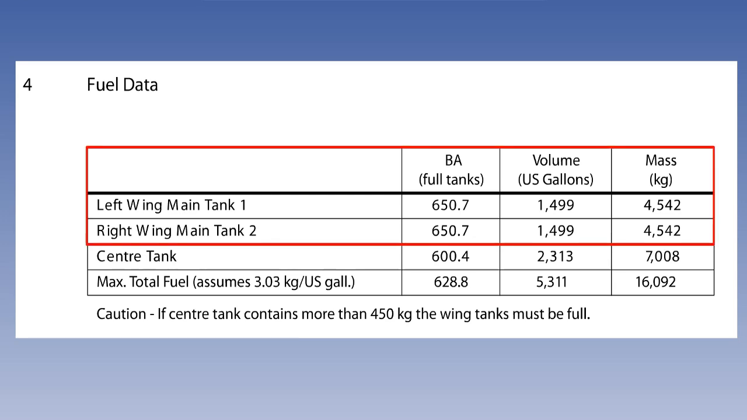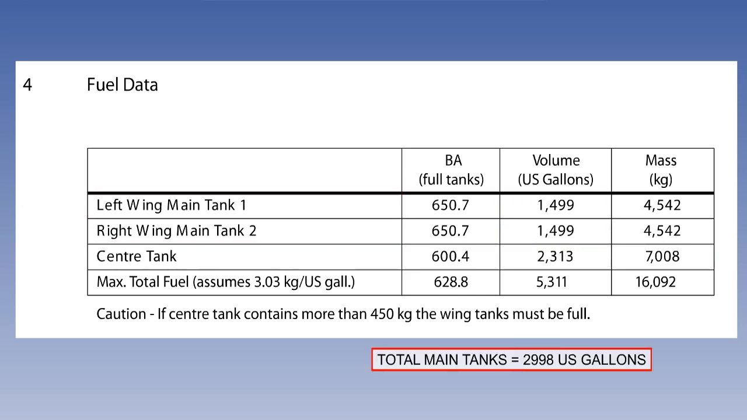In this example, we are required to determine the maximum total volume of fuel in litres that can be loaded into the main wing tanks. The first thing is to total the maximum volume in US gallons of the left and right main tanks, which is 1,499 times 2, which equals 2,998 US gallons.